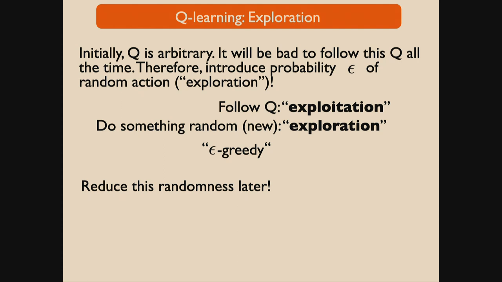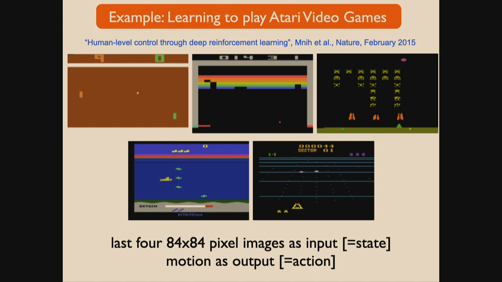And so what people do is they select with a certain random probability epsilon, they just select a random action so that you can explore different possibilities. And so that's called exploration. And whenever you, instead of the random action, really follow the Q function, so the max of the Q function, that's called exploitation. And later you can reduce the randomness when you're close to converging.